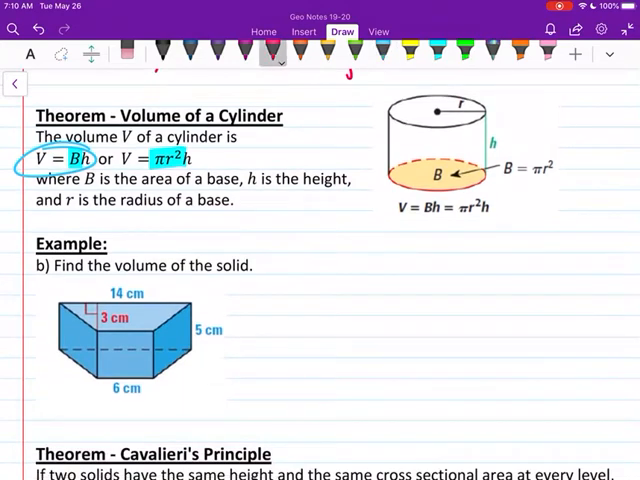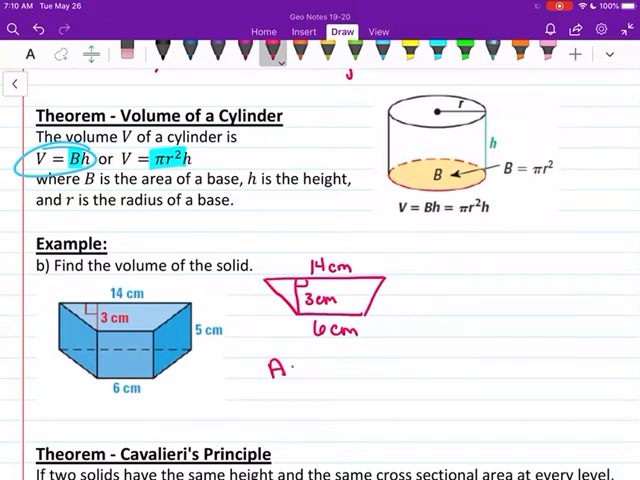So here we have a trapezoidal prism. I need to find the area of the base, which is a trapezoid. If I look at this trapezoid, it tells me that one length of the parallel sides is 14. The other length of parallel side is 6. And the height of that trapezoid, not of the prism, but of the trapezoid, is 3 centimeters.